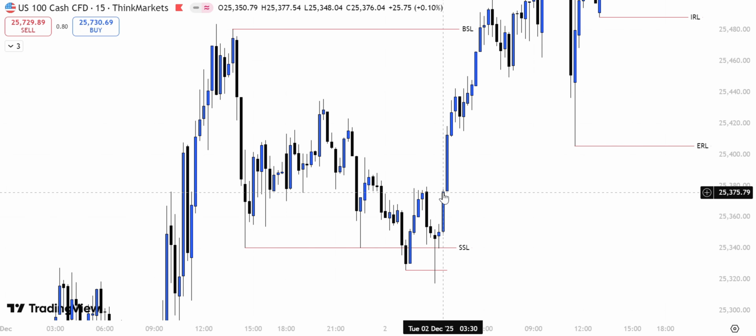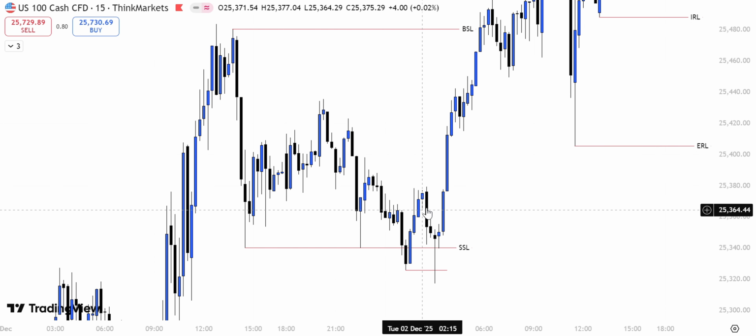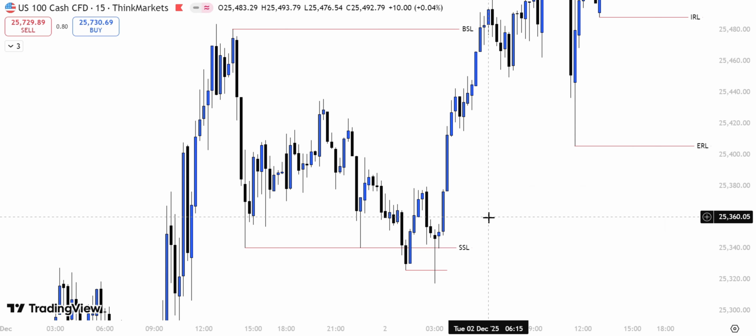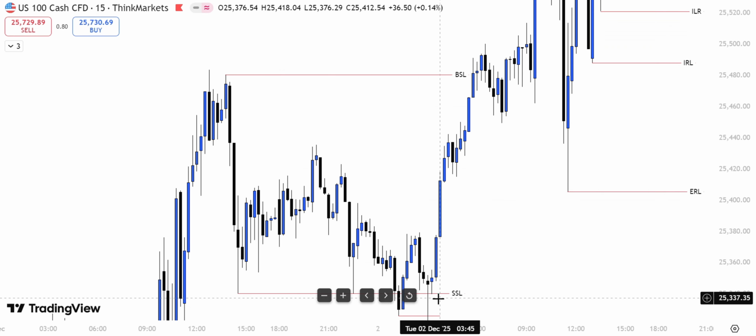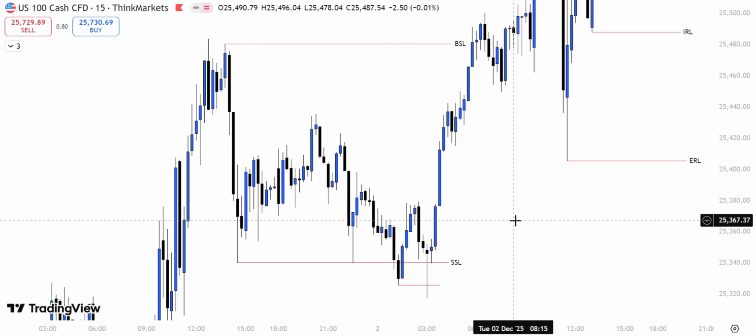We could have entered off of this change in state of delivery, as you've seen from my previous video, and from this inversion fair value gap, as you've seen from my fair value gap video. So yeah, if you understand these concepts, trading will get a lot easier.